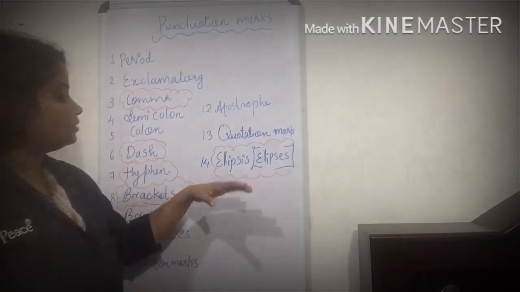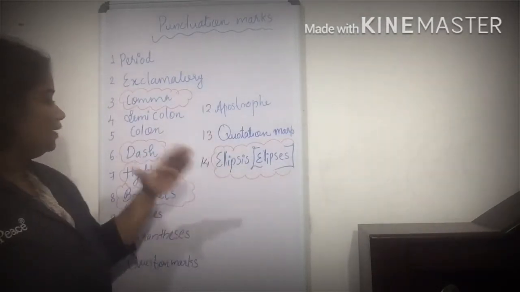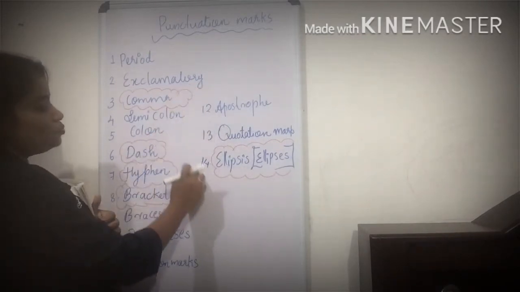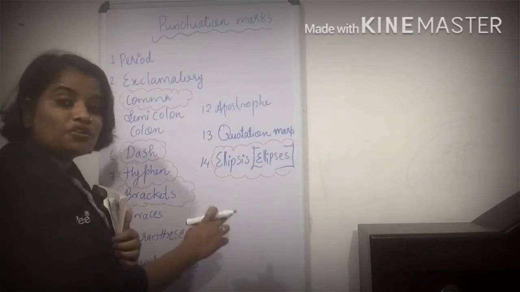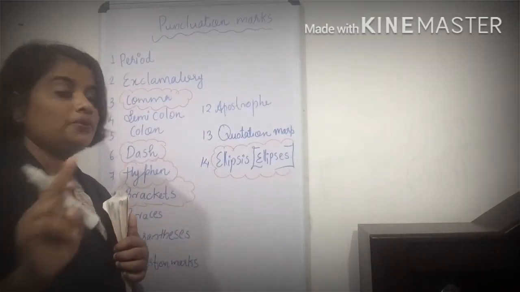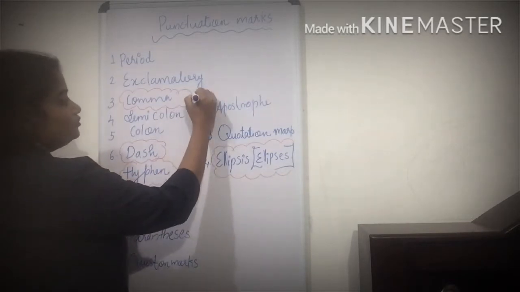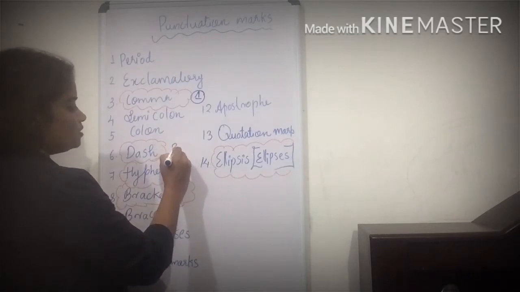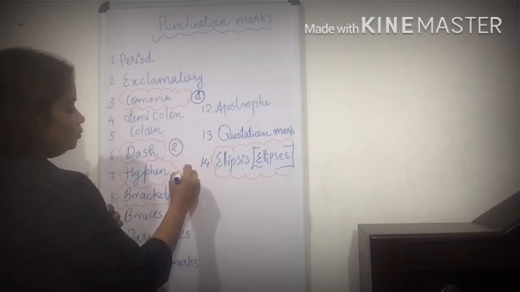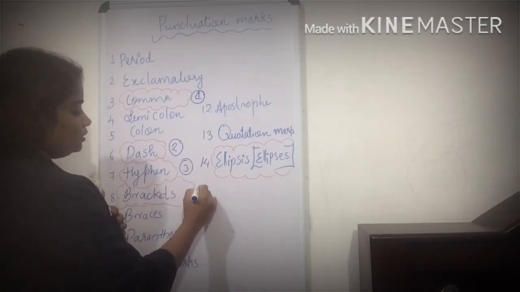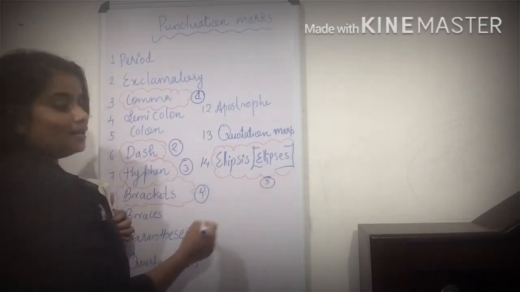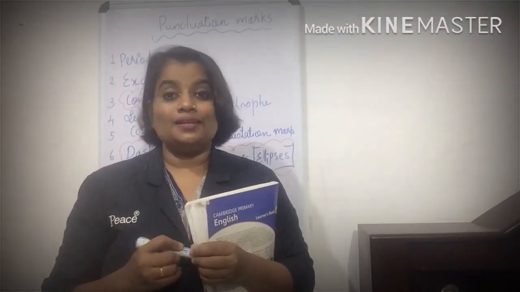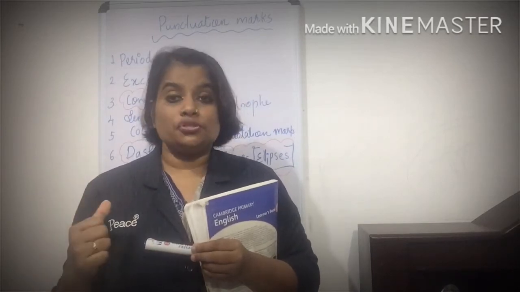E-L-L-I-P-S-E-S. So from this, out of 14, we need to focus on only 5 punctuation marks today based on your English unit 3. The first one is the comma. Second one is the dash. Third one is hyphen. Fourth one is bracket. And the fifth one is ellipsis. I hope you are ready to listen. Let's go and discuss the following punctuation marks.